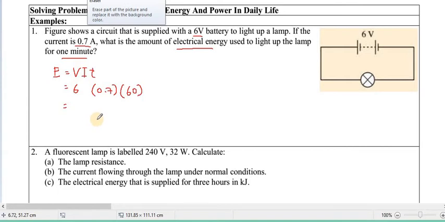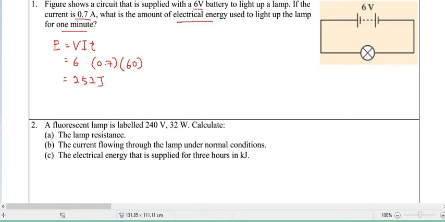Okay, so you should get 252 joule of energy. So that means in 1 minute the bulb uses 252 joule of energy.